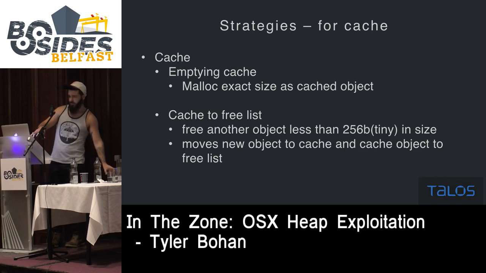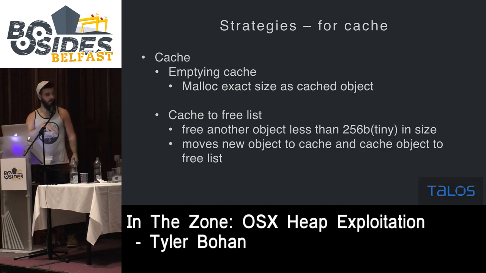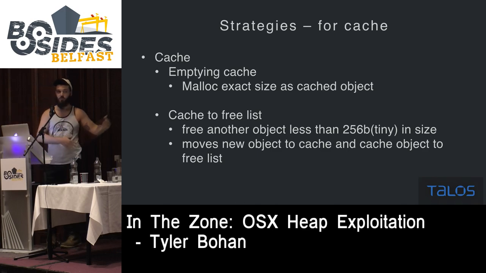I talked about this already, but the point to take home here is that most people are Windows people. Windows cache works like this: if my cache is full of 200 byte blocks and I allocate 100 bytes, it's going to take one off the cache. The OSX heap does not do that. It's exact, only exact.